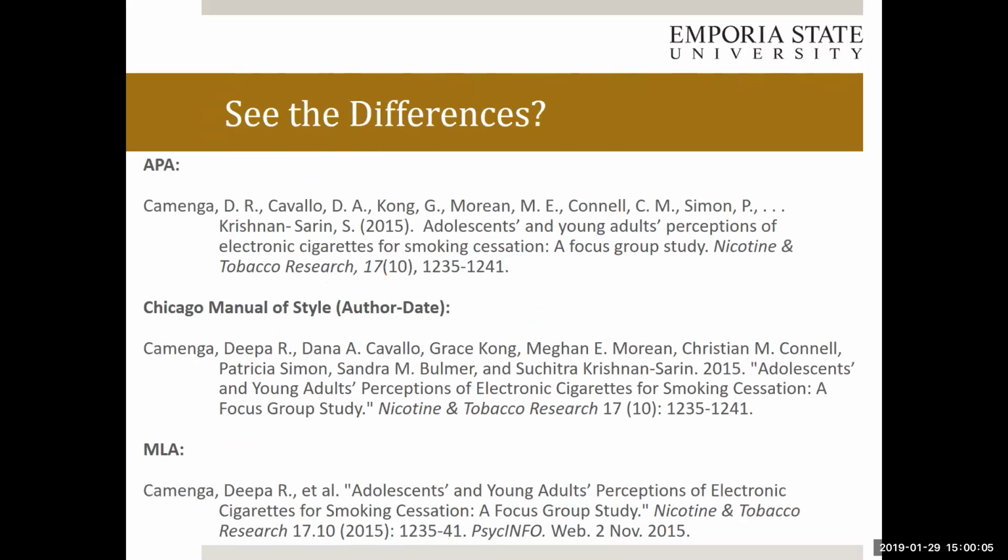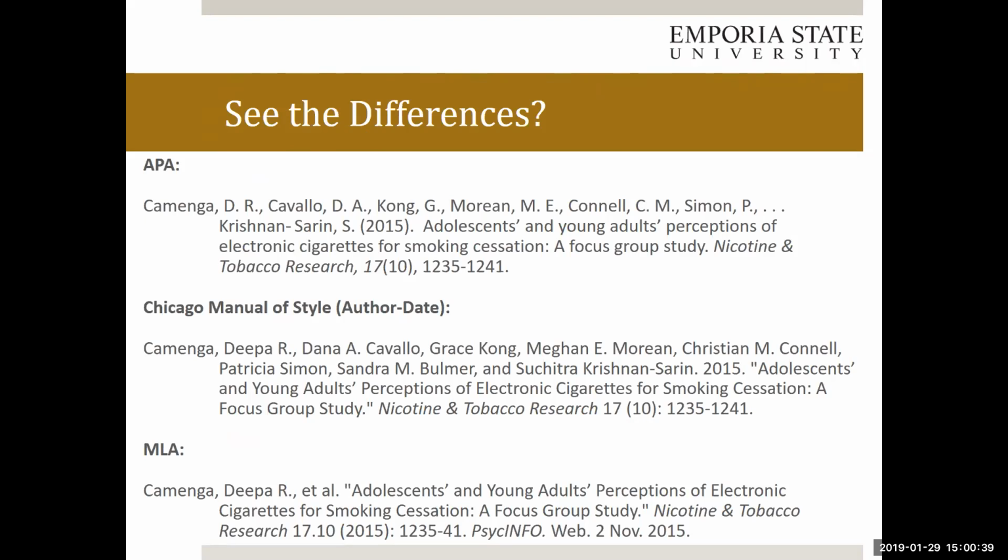What I've done here is showed you the same citation for the same journal article in APA, Chicago Manual of Style, which is another way of citing references, and finally MLA. I want you to just take a second and look at some of the differences. Notice with APA style, for example, we put the first names of the authors as initials, as opposed to Chicago and MLA, that tend to spell out everything, including the full names of the authors.